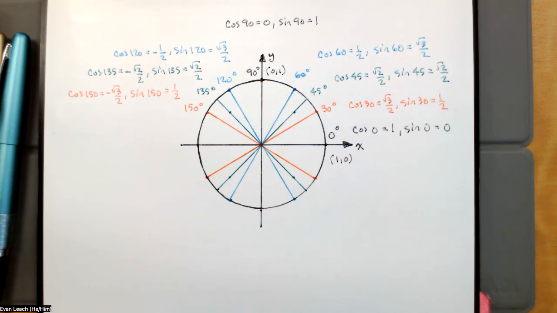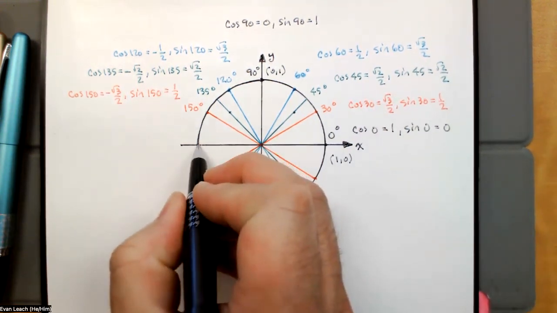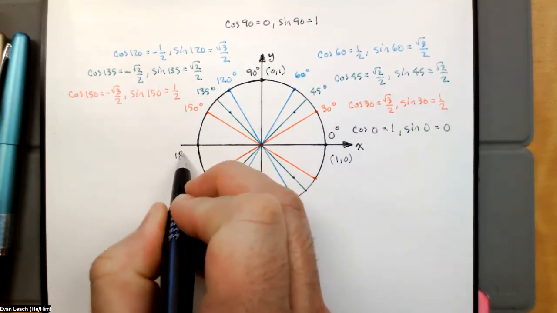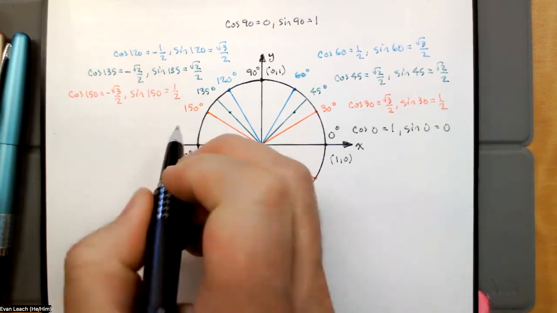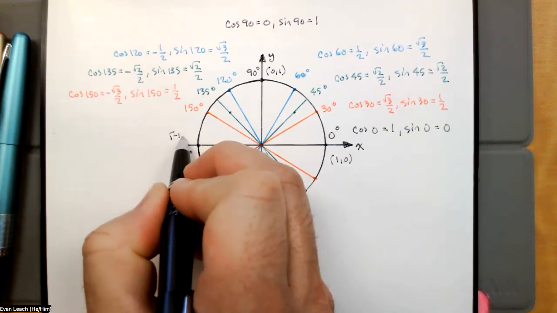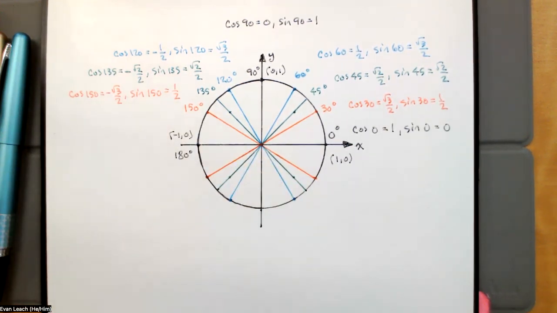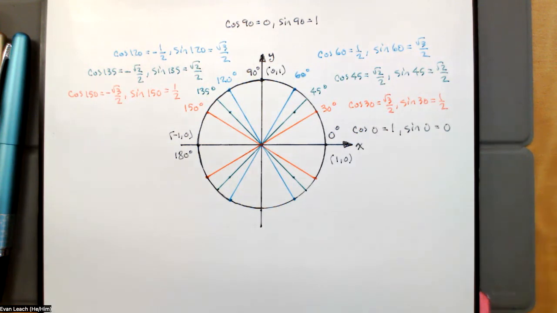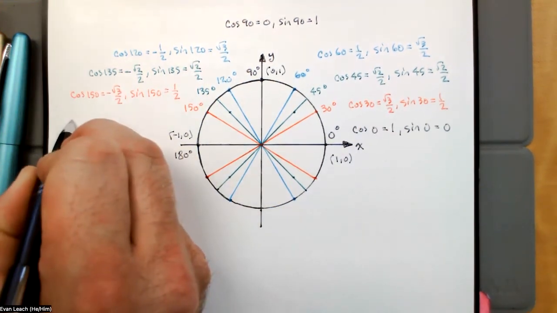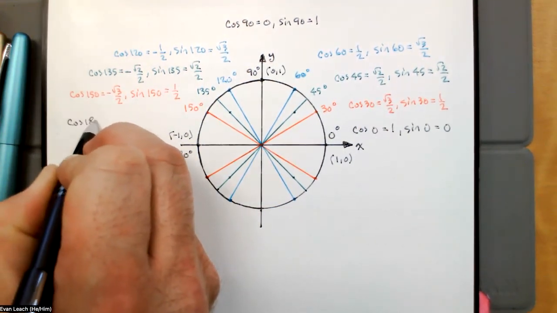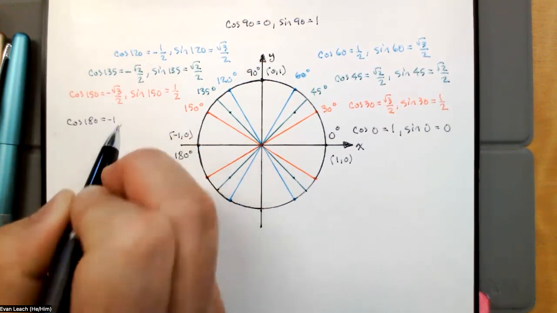I want to finish out a half cycle. So if we keep going to the next quadrant angle, that'll be at 180 degrees. And the coordinates of this point will be -1, 0. So the cosine of 180 is -1. And the sine of 180 is back to 0.